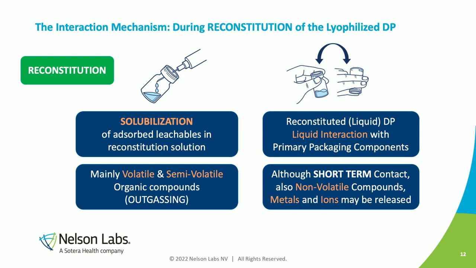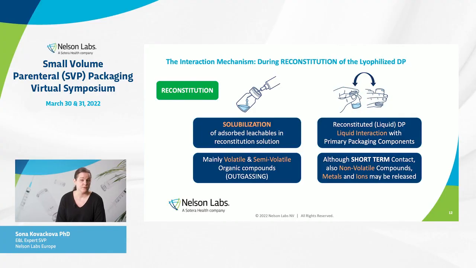Now we will look into what is happening during the reconstitution of the lyophilized drug product. By adding the reconstitution solution to the lyophilized drug product, all the leachables that are present in the lyo cake are solubilized. These are mainly volatile and semi-volatile organic compounds which were earlier introduced through outgassing. Additionally, the reconstituted drug product can come in contact with primary packaging, and through this shorter contact, non-volatile compounds, metals and ions may also be released.